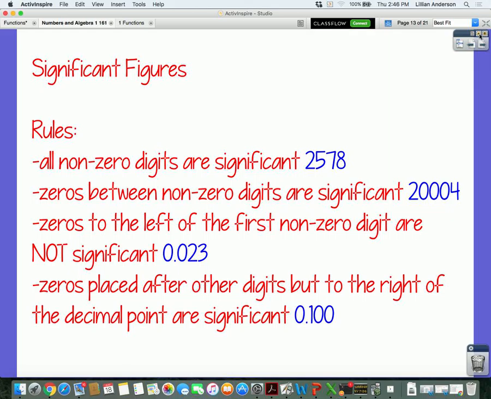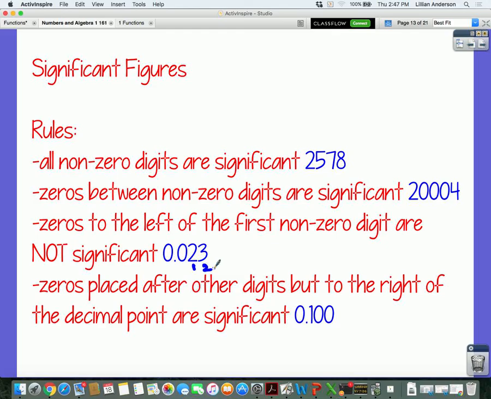The next one: zeros to the left of the first non-zero digit are not significant. This is one where students tend to have a little bit of difficulty because they want to say, well, after the decimal point, that's my first significant figure. No, it is the first non-zero digit. So your first non-zero digit would be the 2. So this will be your first significant figure, and 3 would be your second. Did everybody see that?